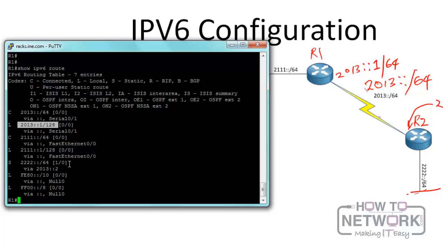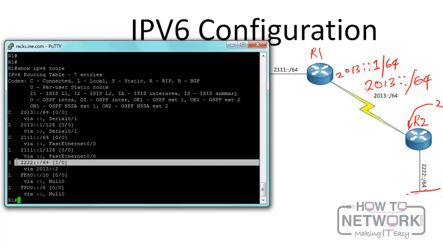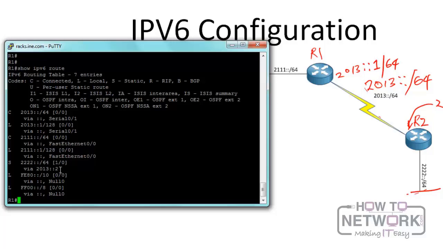But what you really want to check here is the 2222 network. And here we go. So we can see that there's a static route to the 2222 network, and it goes via router 2. So everything is working fine.